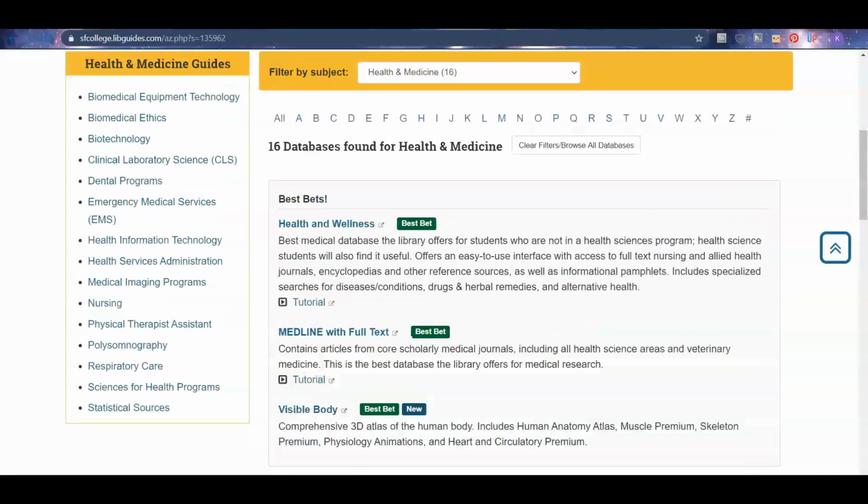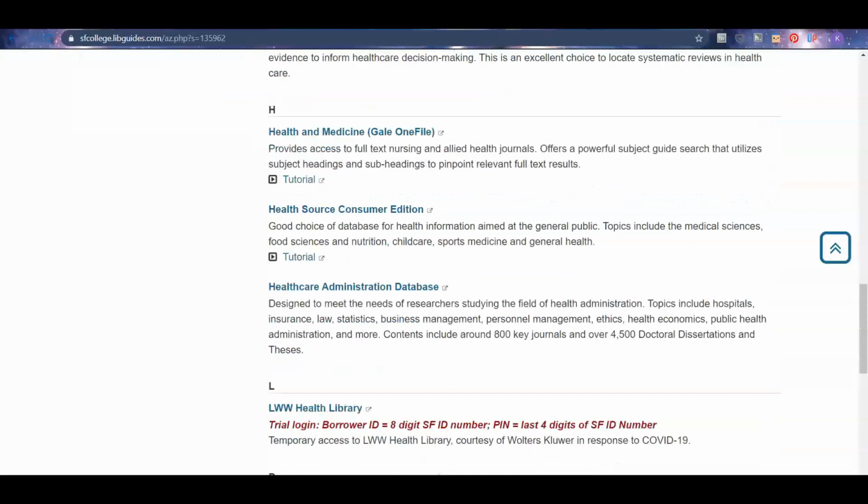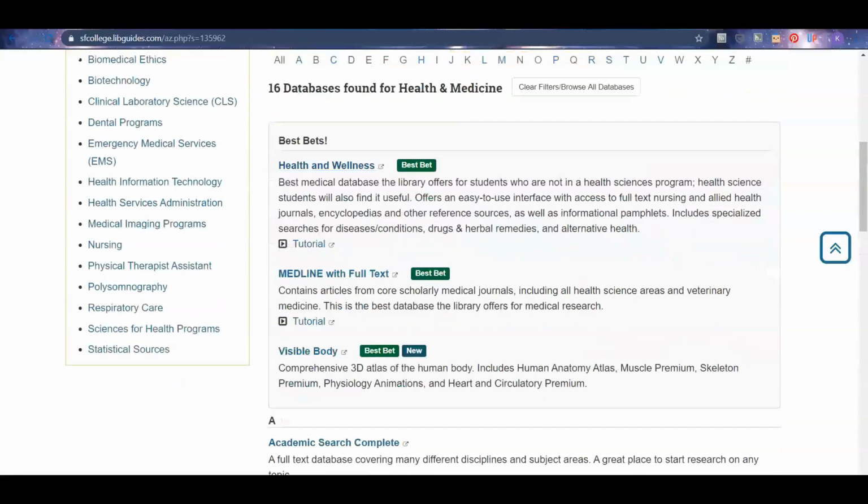And so these are the ones that the library recommends most. You can see that Academic Search Complete is still a database that's useful because it covers lots of different subject areas. So I'm going to go with Medline with full text.